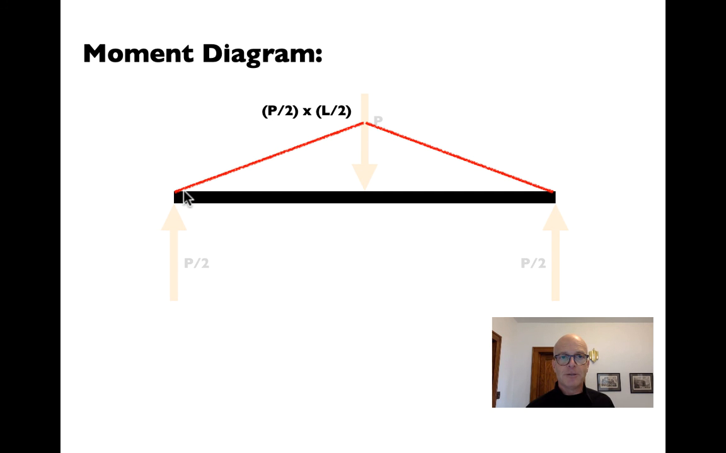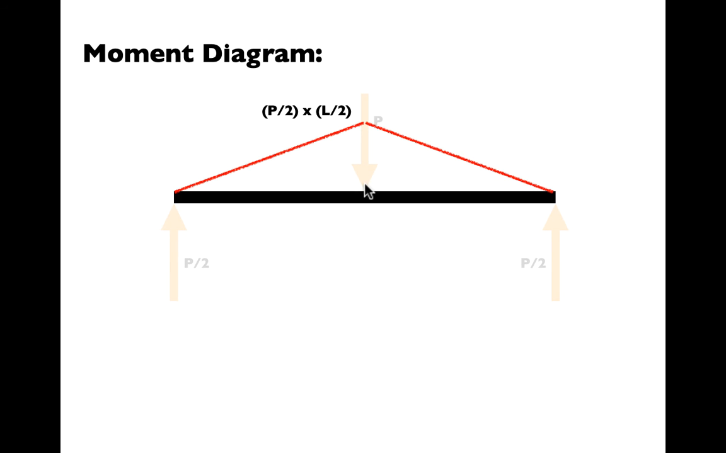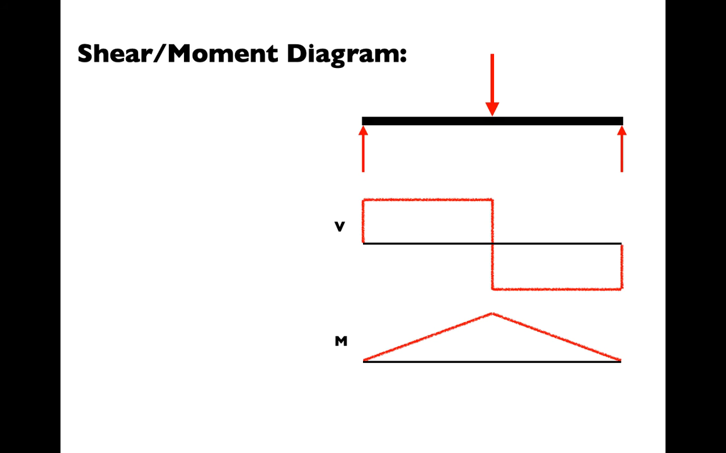This is a triangle, and we can find the height of the triangle, which is the moment essentially. Or in this case, we can just do a simple thought experiment, right? P over 2 times L over 2, that is going to be the total moment for the reaction of that magnitude times the moment arm of half of the beam's span. So this is our shear moment diagram for this simple beam condition.